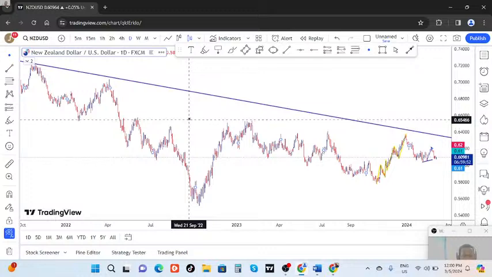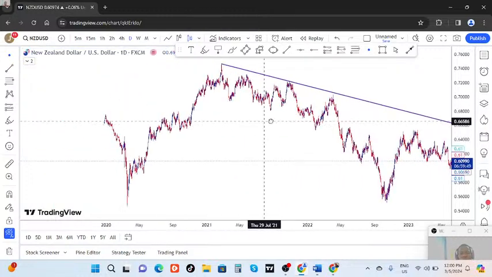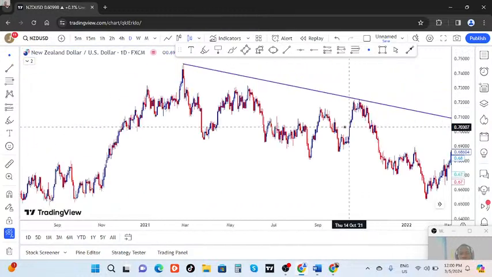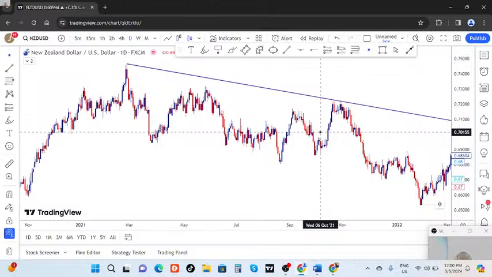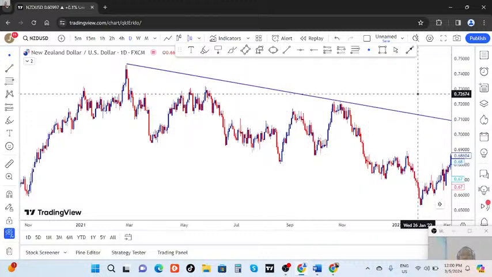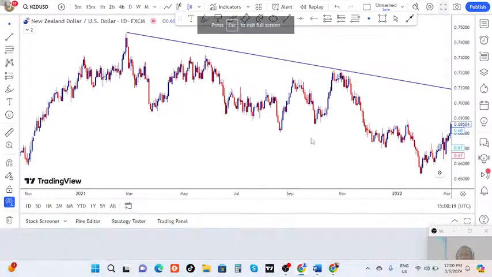So back in time, NZD USD right here, we can see, for example, okay, let me do this. All right, so NZD USD right here back in time, as we can see right here.